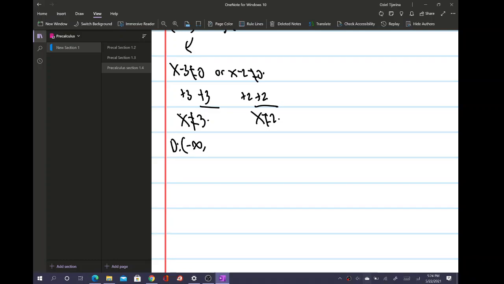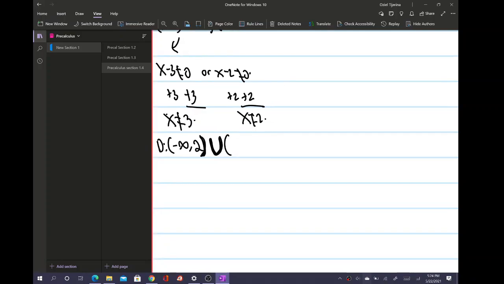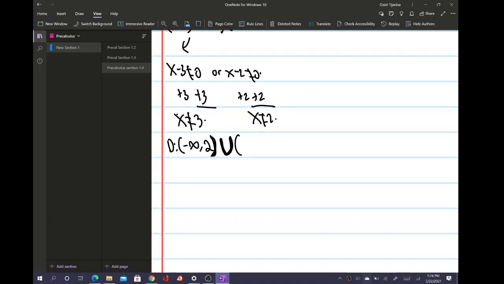So the domain would be the following. It would be from negative infinity to 2, because you have to go from lowest to highest, not including 2, so you put a parenthesis. And then you put a union. This union symbol says that it is joined with another interval. Union, and then parenthesis, because you're not including 2, and then 2 to infinity, right?